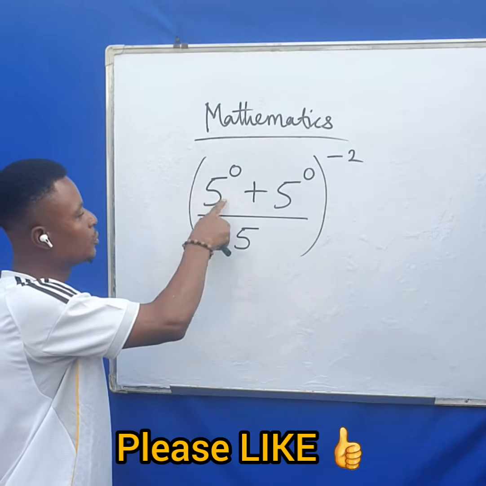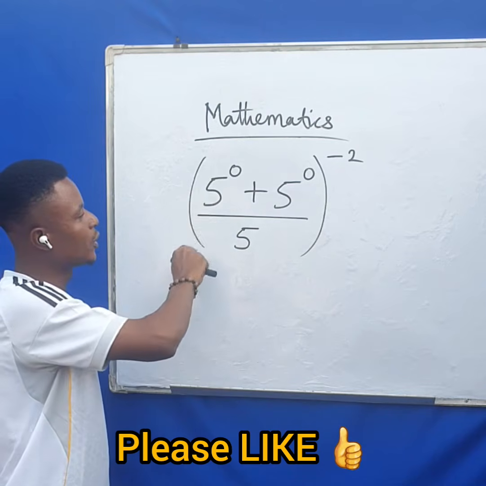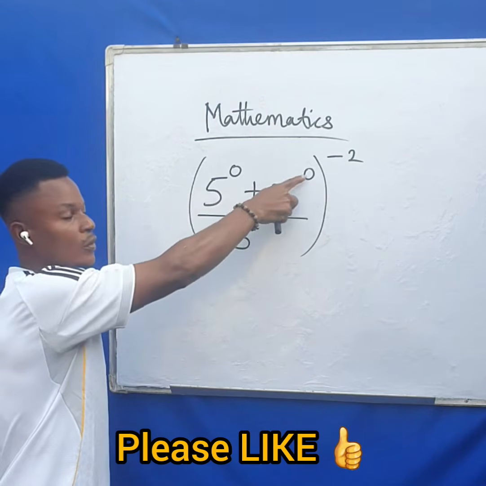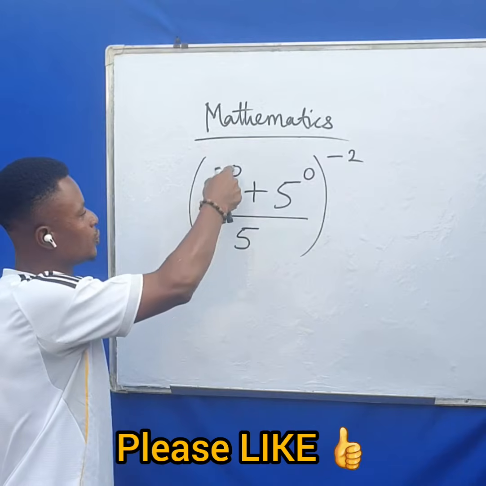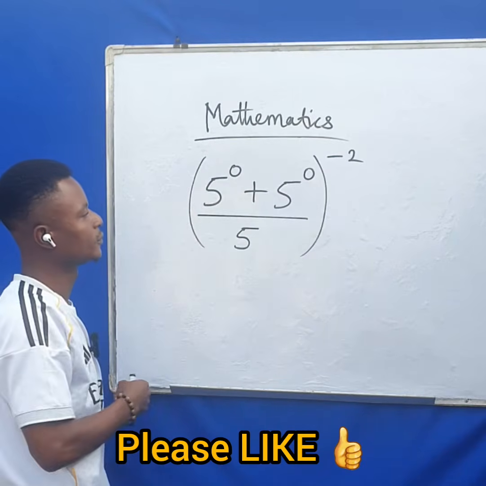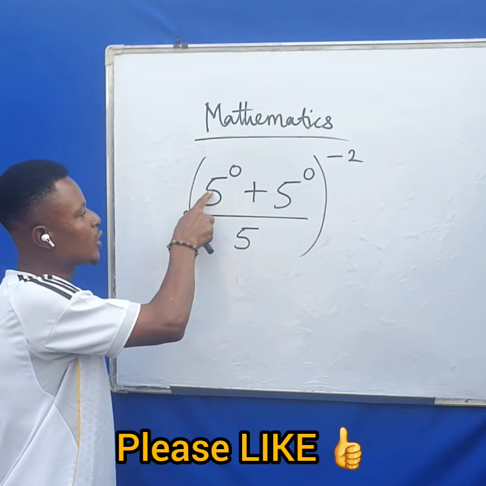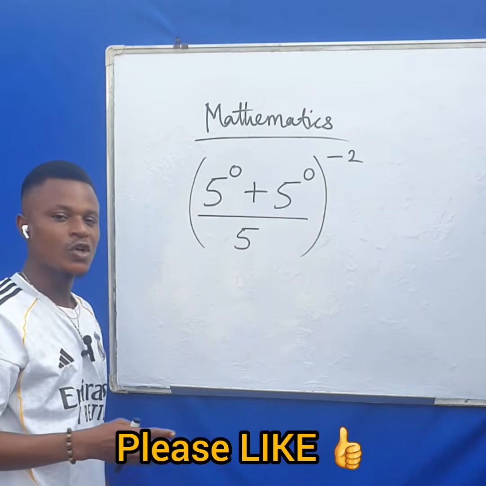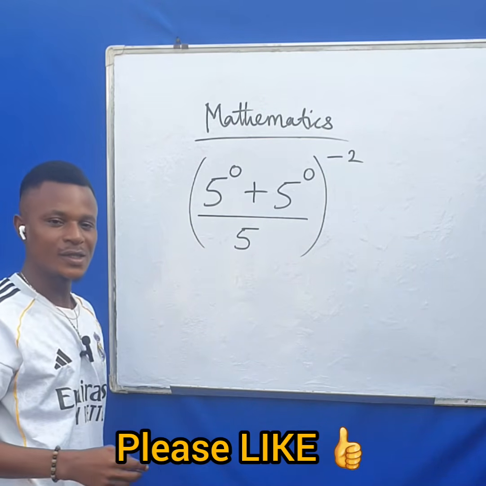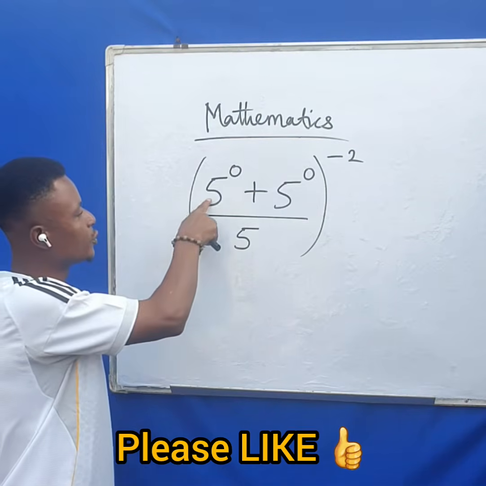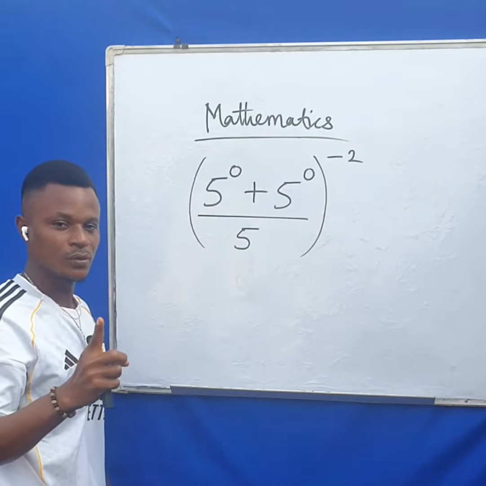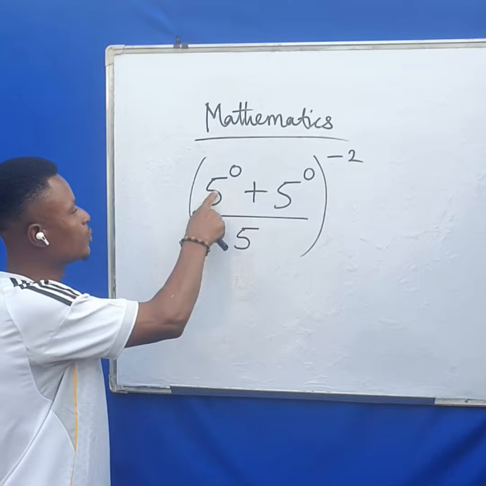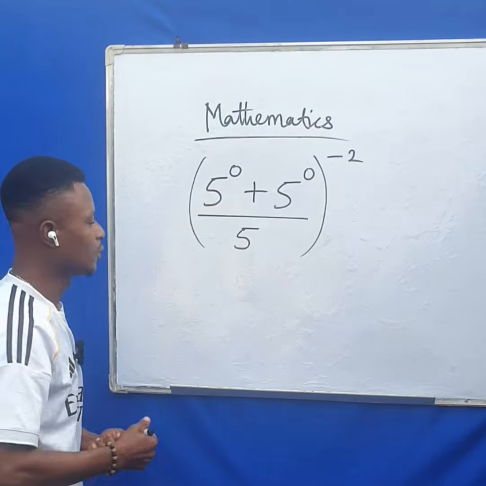If you look at the numerator of this fraction, we have 5 raised to the power of 0 plus 5 raised to the power of 0. You need to evaluate each of these. Now, anytime you have a number raised to the power of 0, you need to apply something called the zero power law of indices, which states that if a number is raised to the power of 0, the result is 1. So 5 raised to the power of 0 is 1.